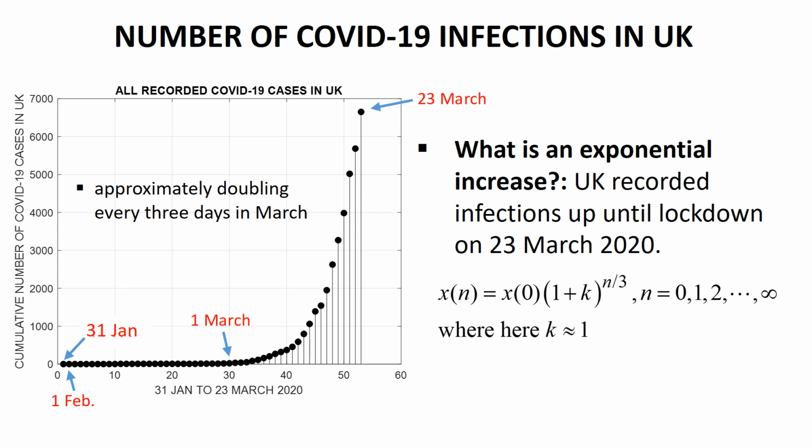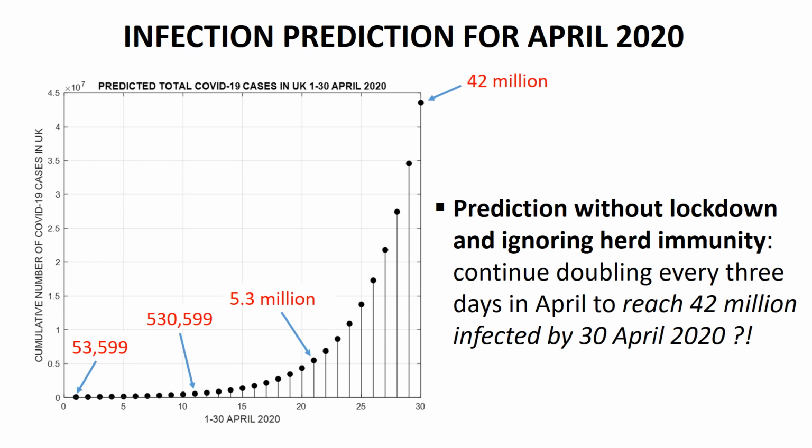It's that equation x of n equals x of 0 into 1 plus k to the power of n over 3, where n is an integer referring to the day. And if k is approximately equal to 1, then you'll have a doubling roughly every 3 days. If you continue that doubling into April, then what you get is at the end of April, 42 million people have been infected with the virus.